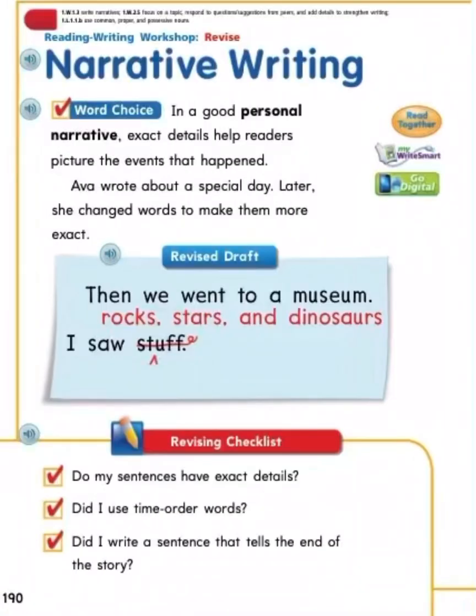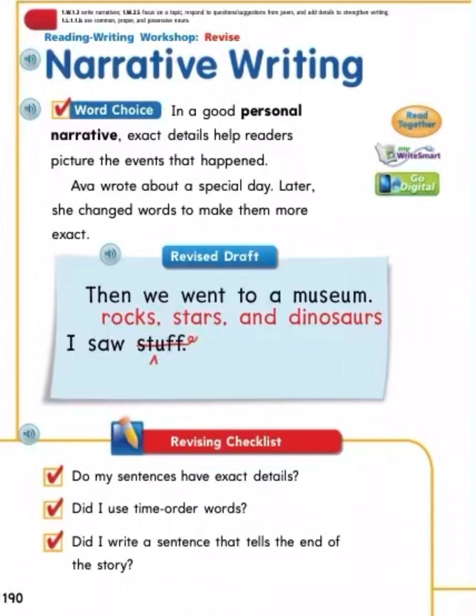Narrative writing. Word choice. In a good personal narrative, exact details help readers picture the events that happened. Ava wrote about a special day. Later, she changed words to make them more exact. Revised draft. Then we went to a museum. I saw rocks, stars, and dinosaurs.